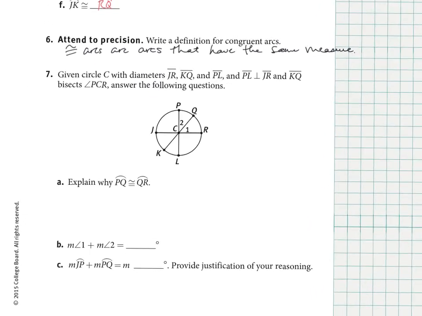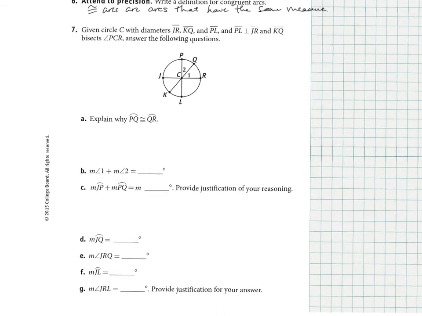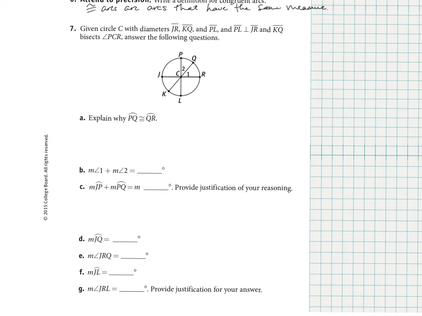It's a little bit of a bigger one, so we might need to zoom out for that. Oh yeah, got a couple other problems down there. There we go. All right, so it says given circle C with diameters JR, KQ, now we added PL, and another important piece of information is that we know PL is perpendicular to JR. So we know that this creates a 90-degree angle. And we know that KQ bisects angle PCR. So we can see angles 1 and 2 will be congruent to each other.